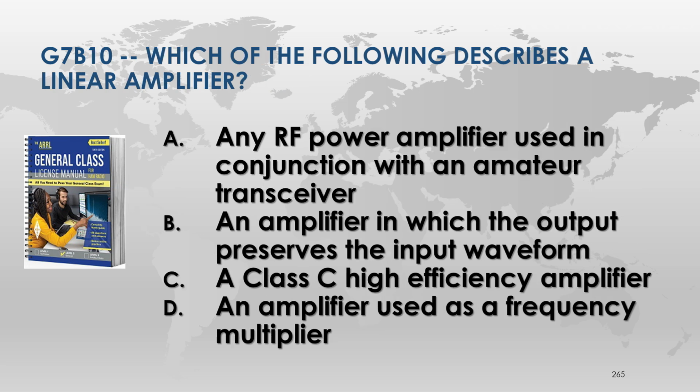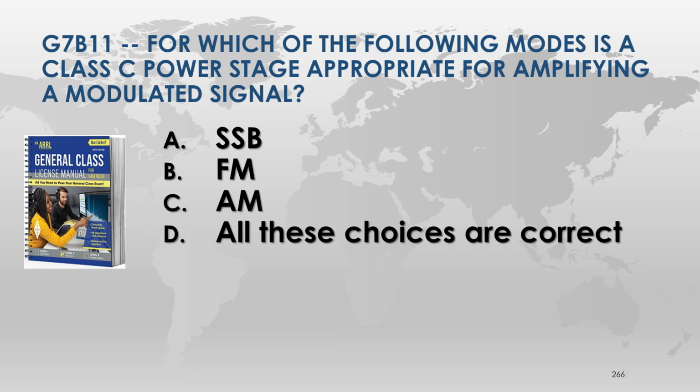Which of the following describes a linear amplifier? We covered this one pretty severely. What do linear amplifiers do besides amplify? Bravo. Preserves the input waveform. For which of the following modes is a Class C power stage appropriate for amplifying a modulated signal? That's a Class C power stage, not a linear amplifier. Delta? SSB, FM, and AM. Nice try though.